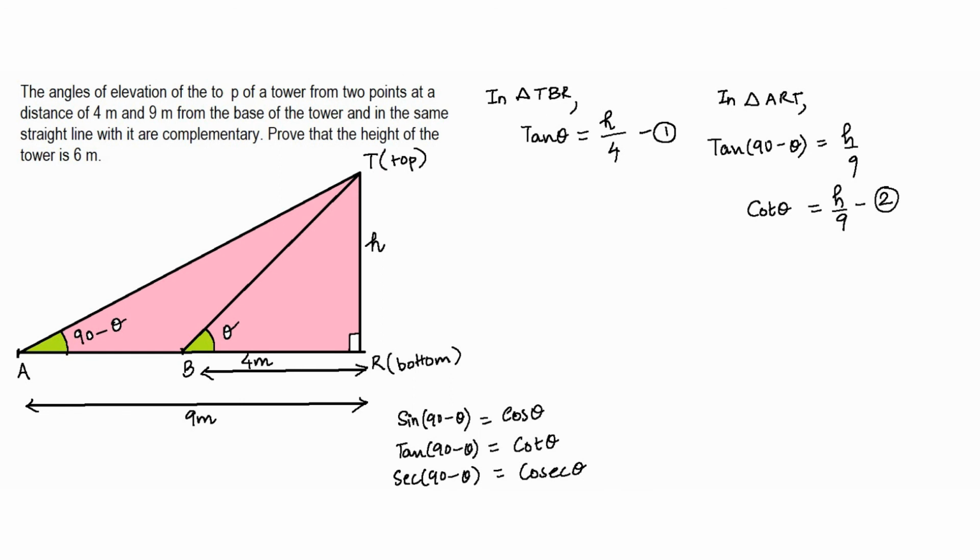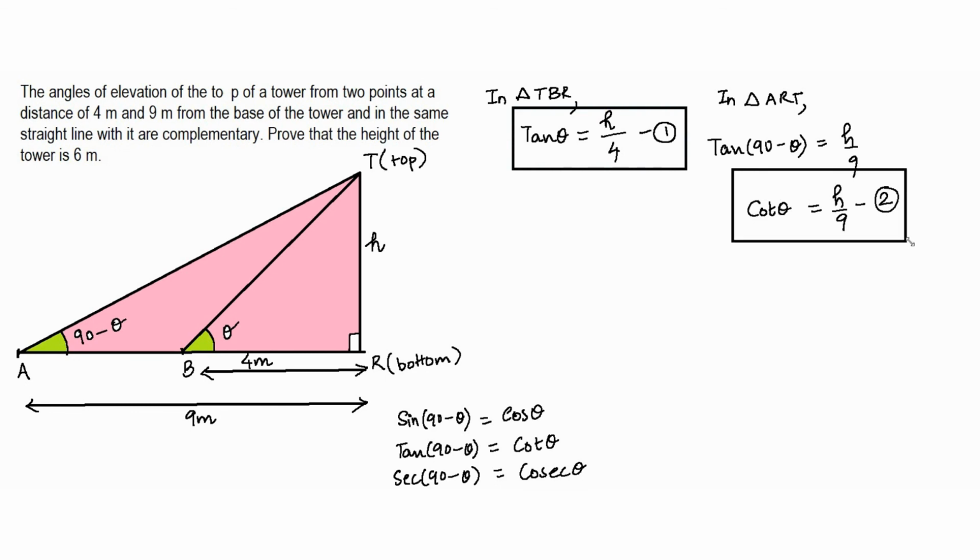Now I have these 2 equations. I do not know the value of theta, so there's no point in having tan theta and cot theta because I cannot determine their values. However, one interesting thing that I can do is, I know that the product of tan theta and cot theta is going to be 1 because they are the reciprocal of each other.